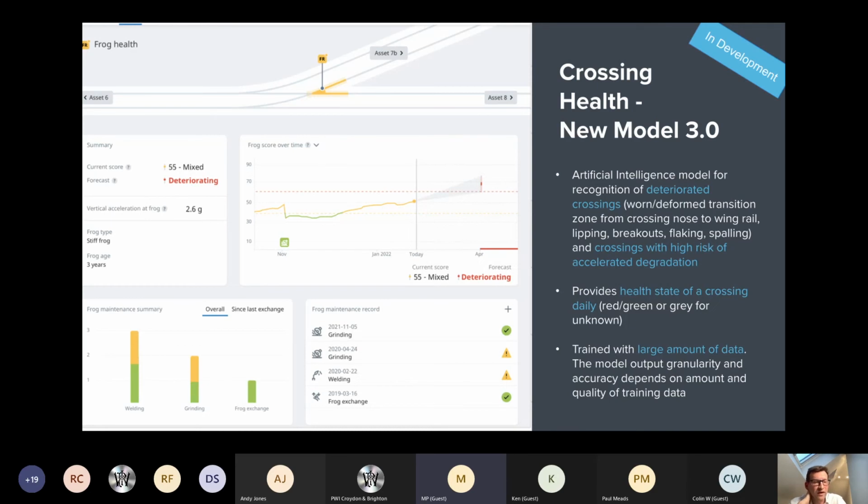But yeah, one thing that we're really passionate about is getting the right amount of data, and the more data and the more accurate data that we can put into the system, the better the results that we get.